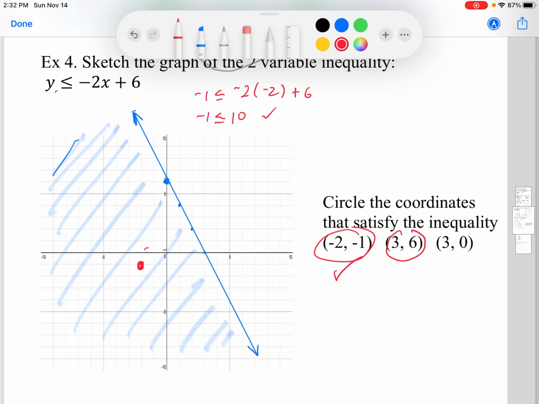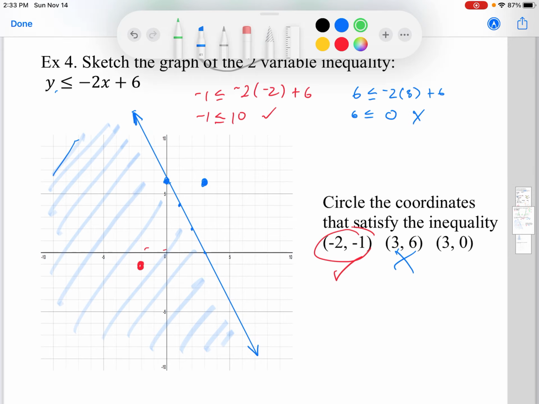If I check 3 and 6, this coordinate is going to be 3 over, 6 up, right there. This is not one of the solutions, so I'm not going to circle that. It does not fit. If I do my check here, 6 is less than or equal to -2 times 3 plus 6, that's going to be 6 is less than or equal to 0. That is not true. So that coordinate does not satisfy the inequality, nor is it in the solution region.